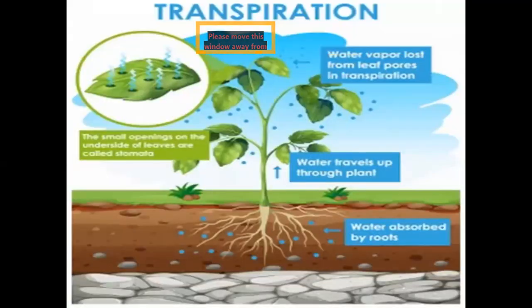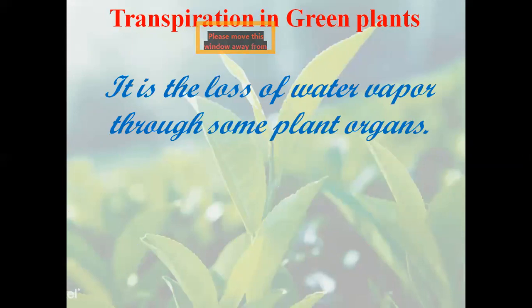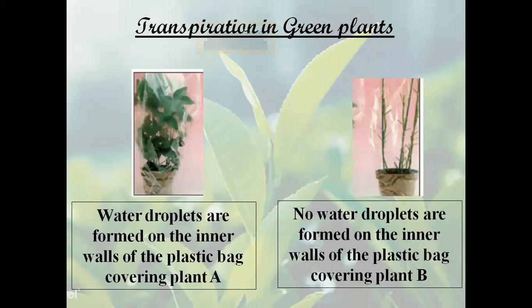Transpiration. We said that the plant absorbs the water at the level of the roots. Then the water travels upward to the stem, and then to the leaf. We have a process where the plant loses water vapor. This is called transpiration. This water vapor is lost at the level of the stomata, the small openings at the underside of the leaves. So what is transpiration? It's the loss of water vapor through some plant organs. What are these organs? Let's see.